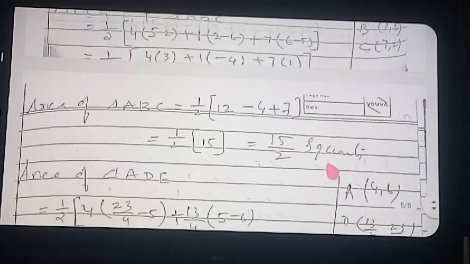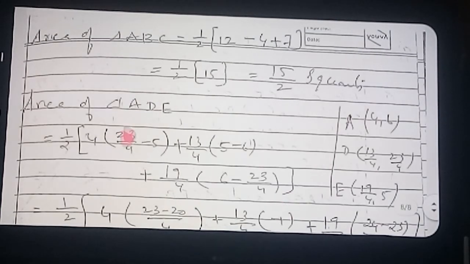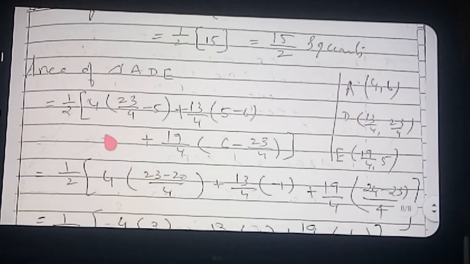Now you want to find out the area of triangle ADE. Listen here. Coordinates of A we know, coordinates of D we know, coordinates of E we know. So do the calculation very carefully. Here you see half into x1. x1 what is coming? 4. y2 minus y3. y2 how much? 23 by 4 minus 5. Clear? And now x2 how much will come? 13 by 4. Then y3 minus y1, that means 5 minus 6.